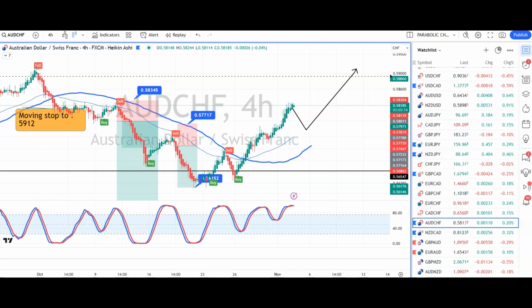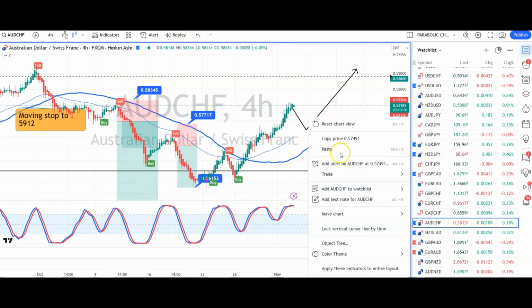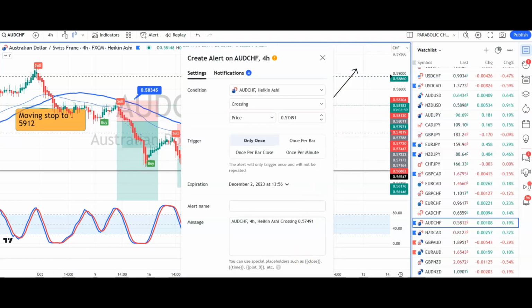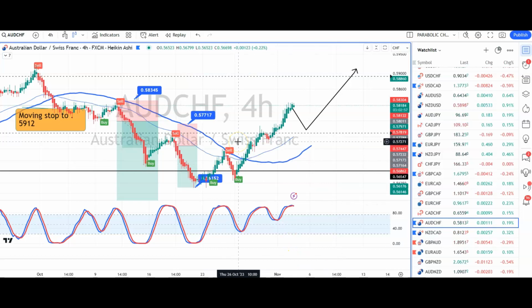Aussie Swiss, a similar situation, of course. The Canadian Swiss, the Euro Swiss, the pound Swiss were doing similar things, but this is parabolic. Aussie Swiss to the upside, a pullback is highly likely down to about here. We can put an alert and I'll throw that into the VIP room for members when it's ready.